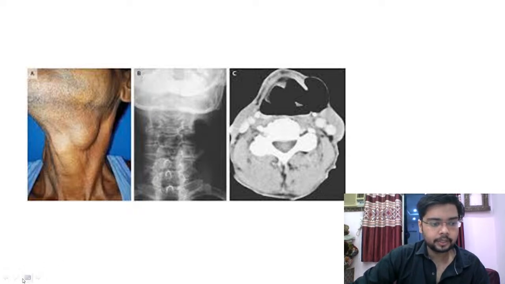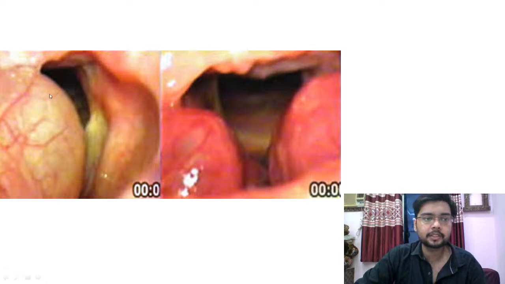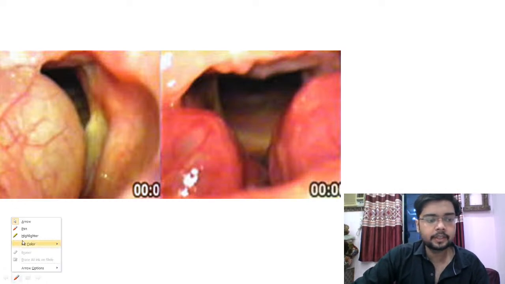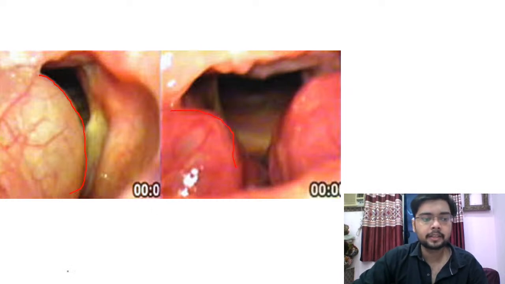Here again you can see a person with a laryngocele, his X-ray and a CT scan with an air-filled space, right? Laryngocele is a bulge in the saccule region of the larynx, which is caused due to increased intraluminal pressure. Here again you can see the internal picture where you can see the bulge inside the larynx. So the diagnosis here is again laryngocele.